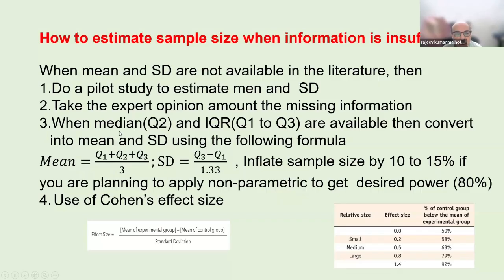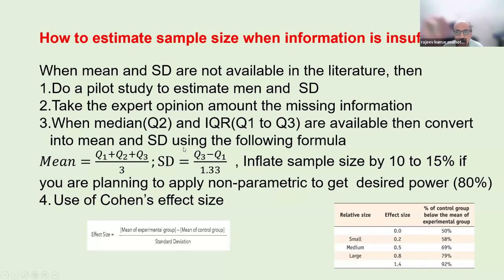that median or interquartile estimation. Otherwise, you may not get the adequate result. So whenever you are calculating the sample size based on the median or IQR, you have to inflate the sample size by 10% to 15%. That you have to keep in mind. If you are planning to apply the non-parametric test to get the desired level.